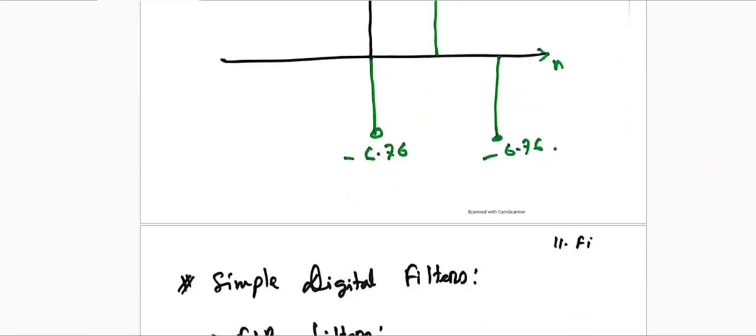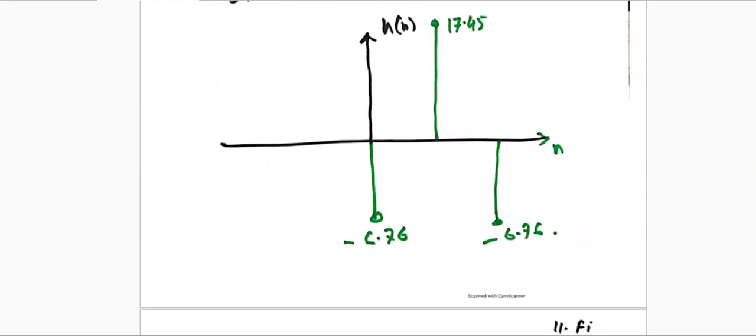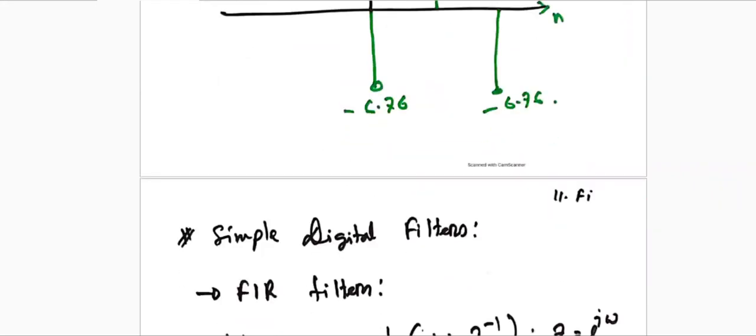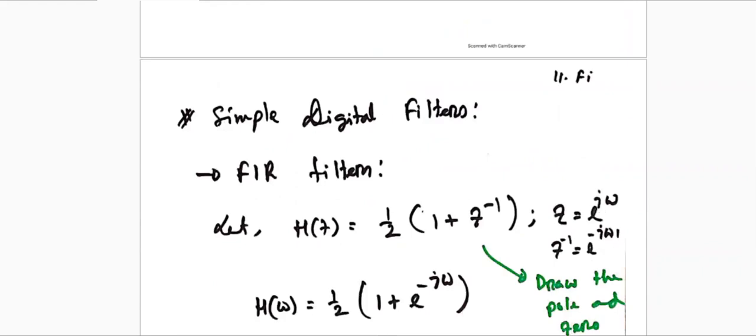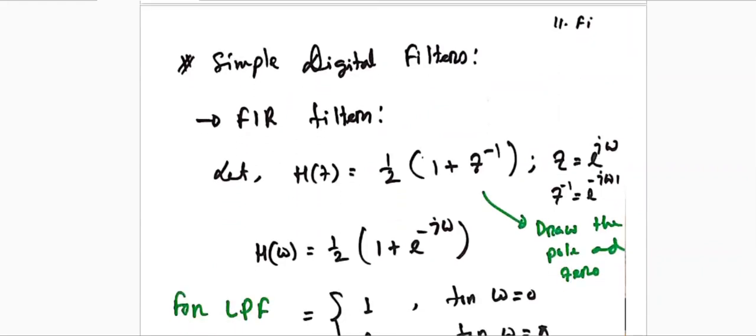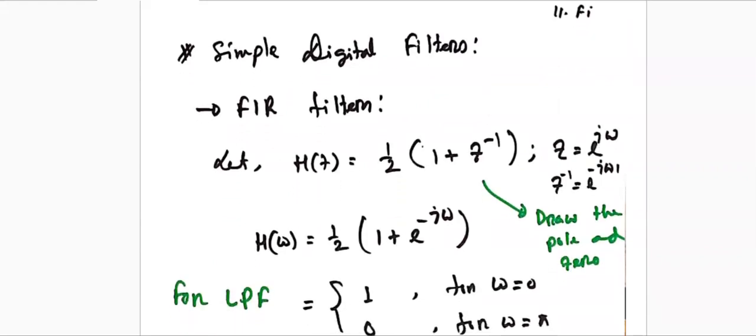Okay, so any confusion up to this with this example? Okay, I believe everything is fine. So we have designed our first filter with a specific example. Now we start with simple filter design for digital filters, and first we start with the FIR type filter design.